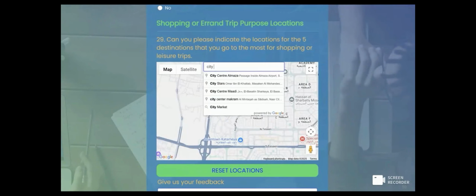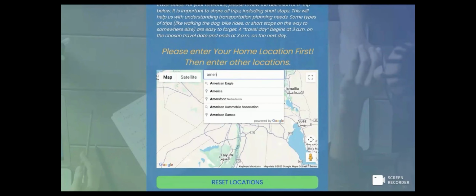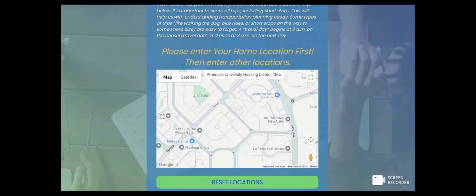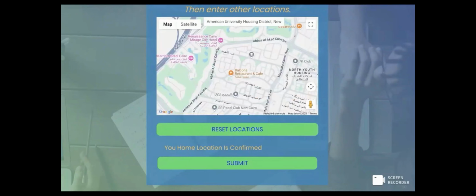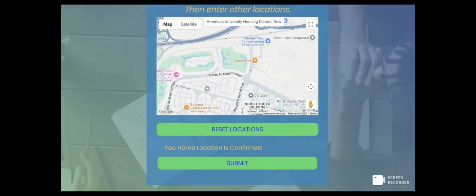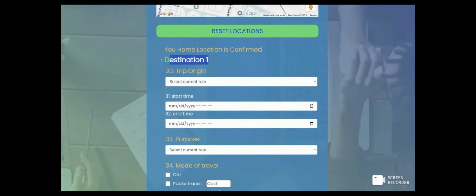Participants, at the end of the first page, input 5 or more of their usual shopping locations. Once this is done, they proceed to another screen where they start by inputting their home location, as you will see right now. Then they enter some other location, which is basically the next point in their travel diary. We asked them to choose a typical travel day they remember well and to include a couple of trips, not just a single one.